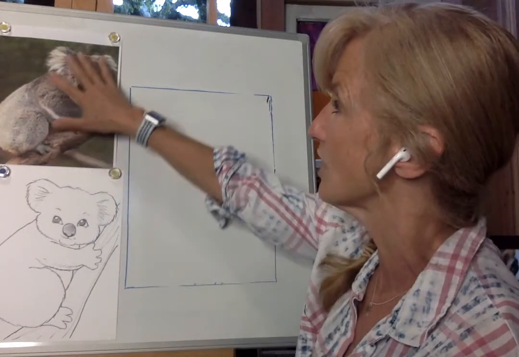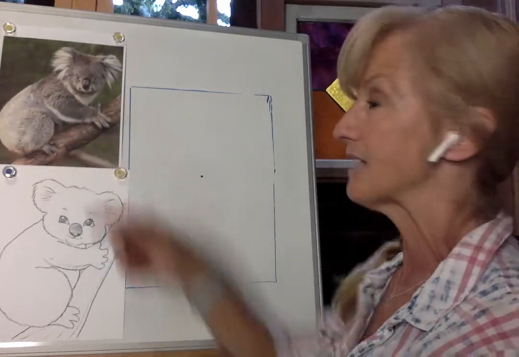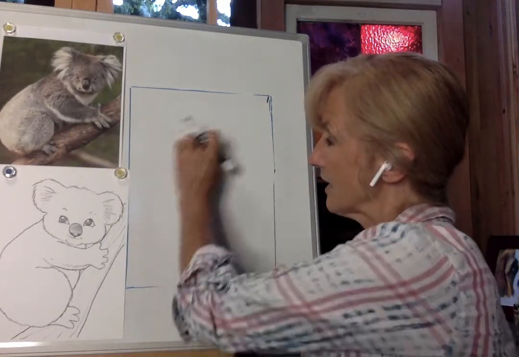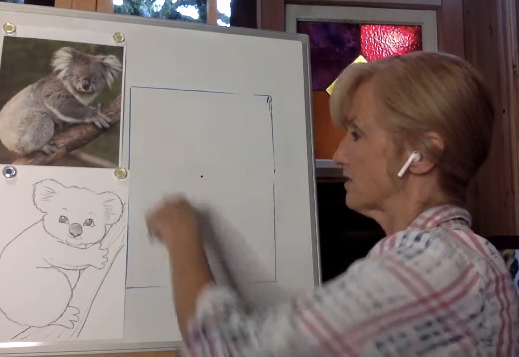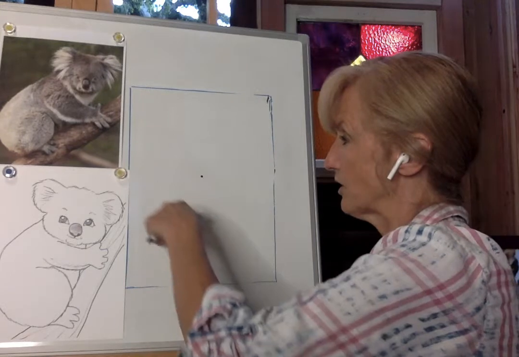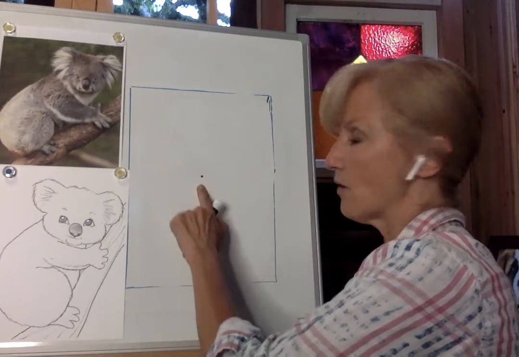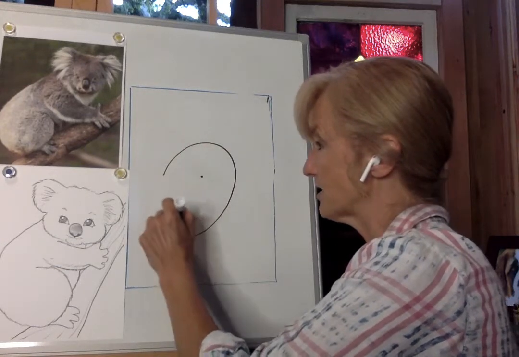Now, the first thing we're going to be doing is looking at the shape of the body. So when I'm looking at the shape of my koala bear, you'll notice his body is an oval. And so we're going to be making an oval a little bit kind of tilted to the right corner. So our oval is going to go like this, not straight up and down. We're going to kind of bring it over on an angle. So I'm going to start right around this dot in the middle, and I'm going to make a nice medium-sized oval.